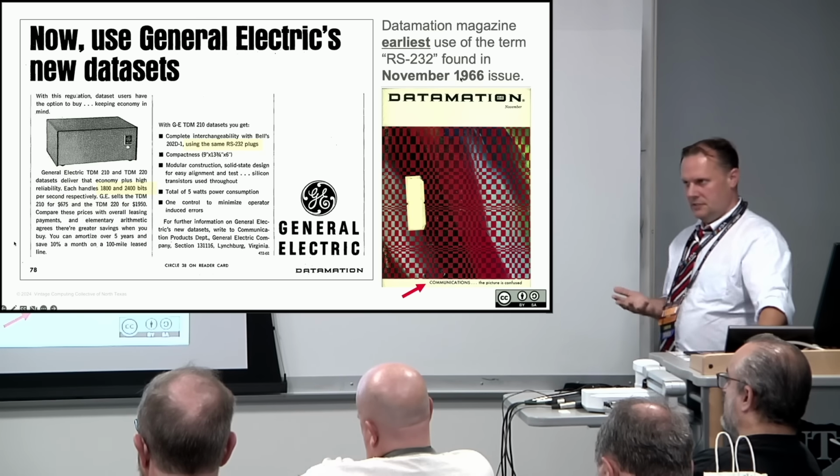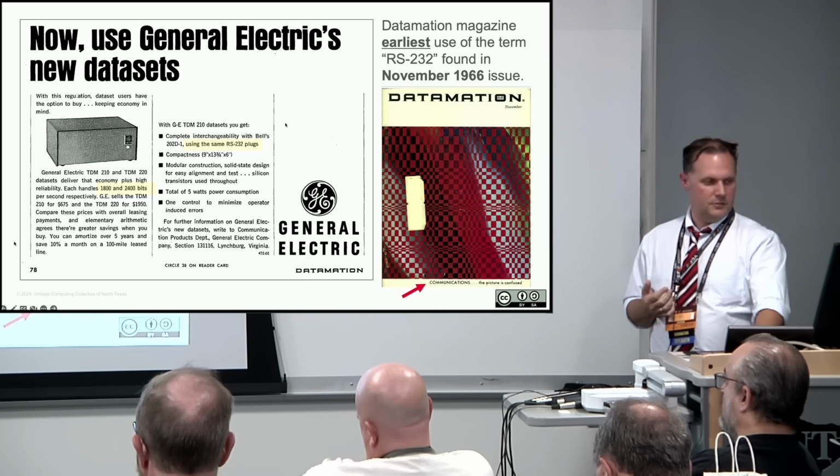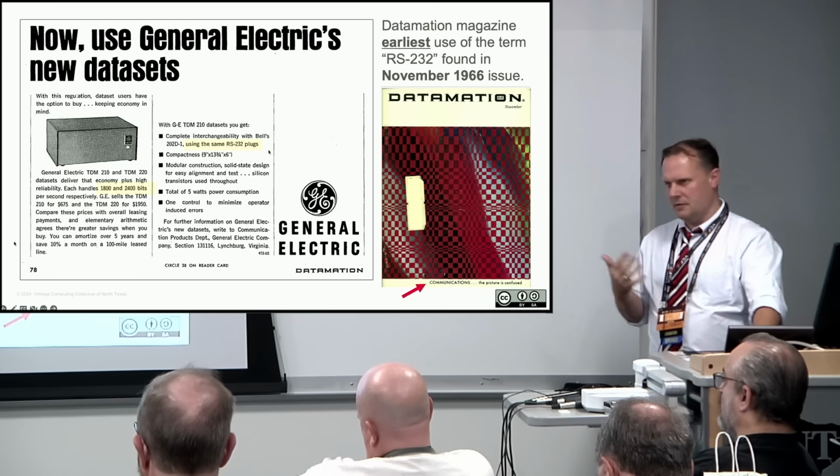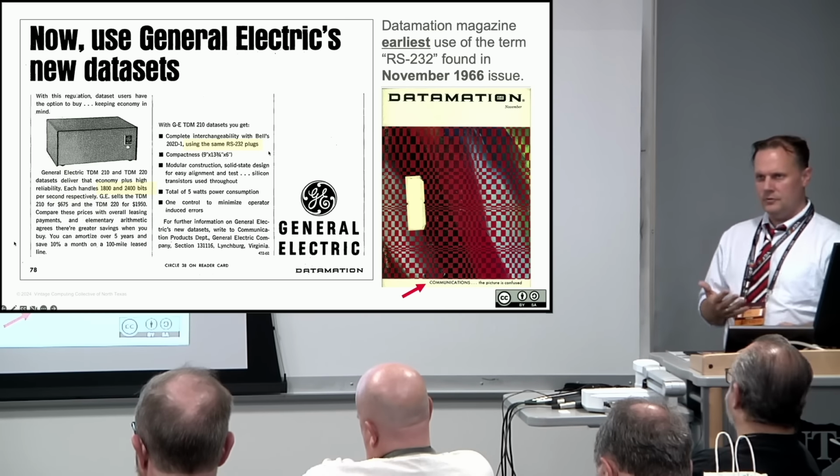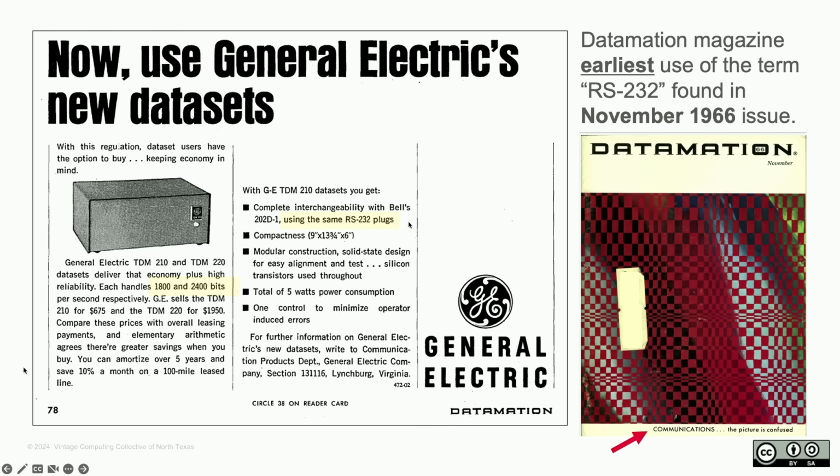November 1966 is the earliest that I could find the word RS-232 in publication. So not a military spec or something internal to some company. This is out in general audience publication. General Electric was making a modem. I mean, they didn't call it a modem, they called it a data set. It was an 1800 baud modem, and in 1966 you could get up to 2400 baud, and it may be hard to read, but it's close to $2,000 for a 2400 baud modem back then.